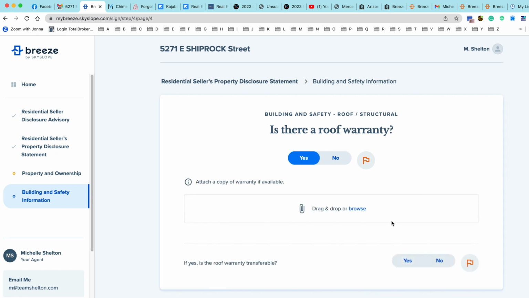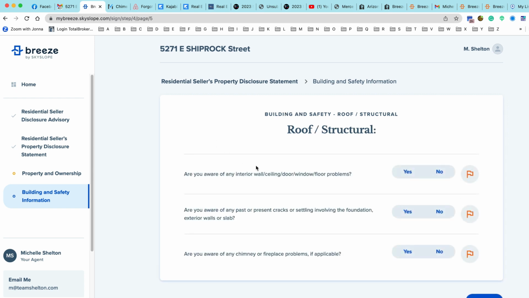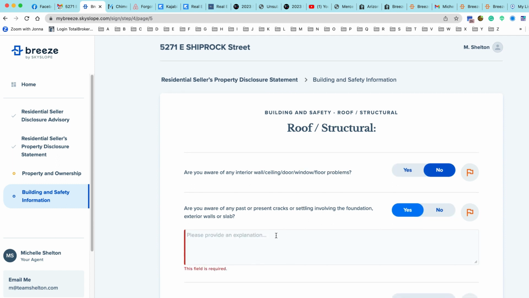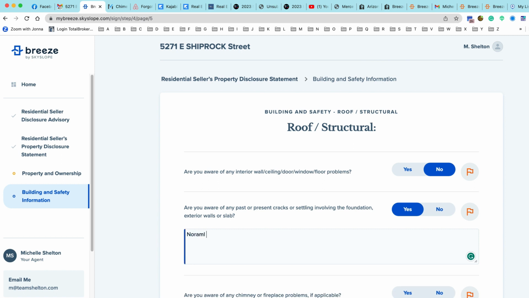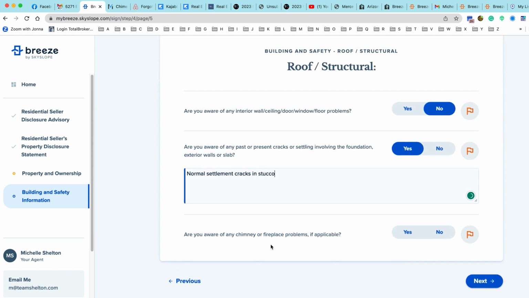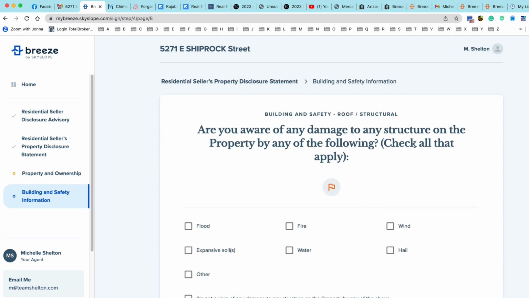Is there a roof warranty? Yes. Attach a copy. Okay, so the no. Are you aware of any interior wall, ceiling, door, window, or floor problems? No. Are you aware of any past or present cracks? Yes. Normal settlement cracks in stucco. Are you aware of any chimney or fireplace problems? No. Are you aware of any damage to any structure on the property?